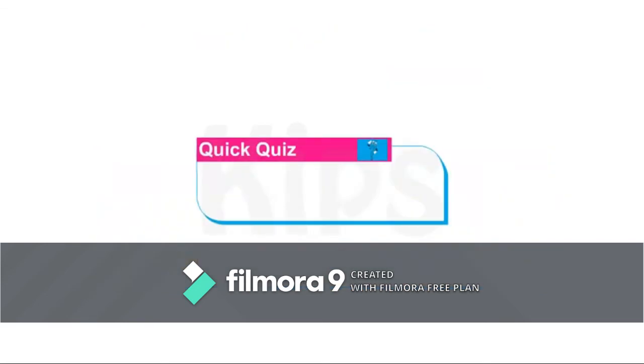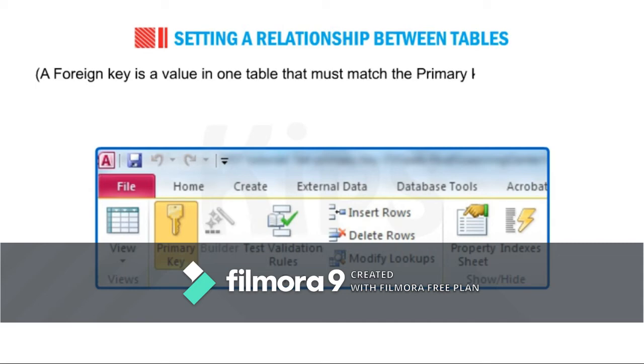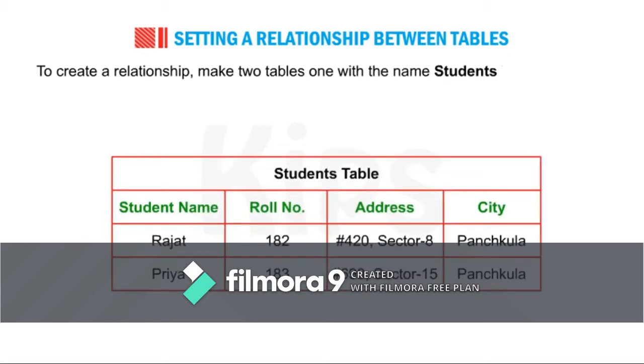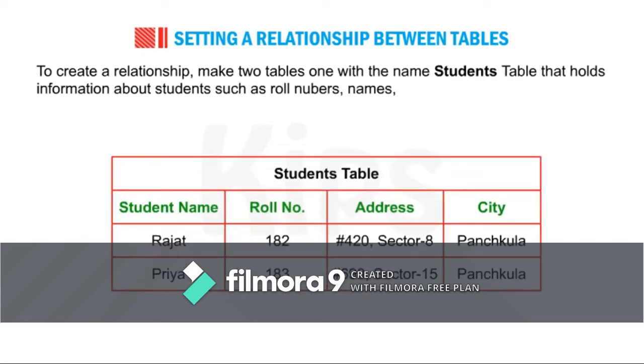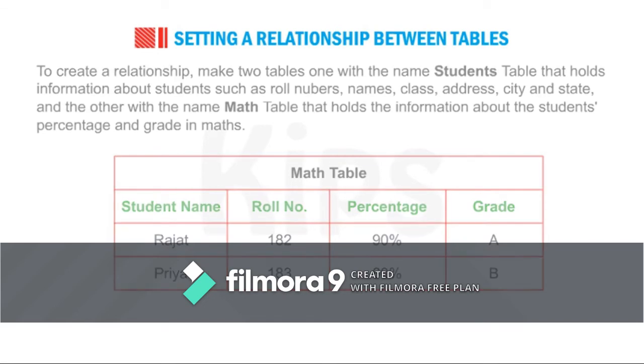Let us take a quick quiz. Define relationships in a table. A foreign key is a value in one table that must match the primary key in another table. To create a relationship, make two tables, one with the name, students table, that holds information about students such as roll numbers, names, class, address, city and state, and the other with the name maths table that holds the information about the student's percentage and grade in maths.